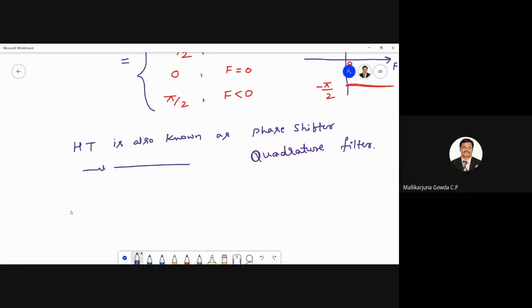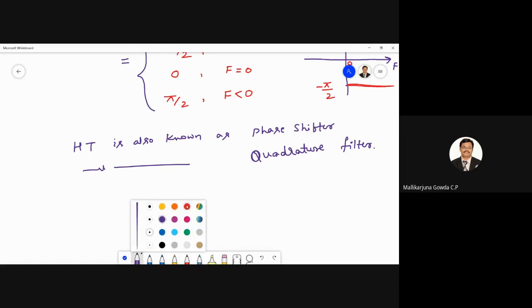Why is it called a quadrature filter? Anyone can guess? What do you mean by quadrature? My dear students, you should be able to guess why it is called quadrature. What is the amount of phase shift it can provide? It provides 90-degree phase shift. Yes, plus or minus 90 degree phase shift it provides. So to emphasize that, it is known as a quadrature filter.